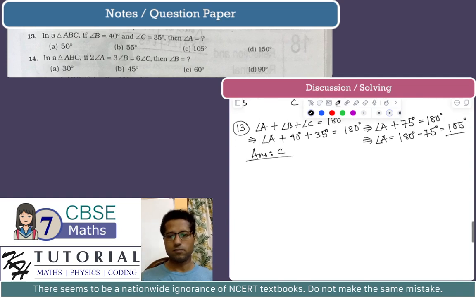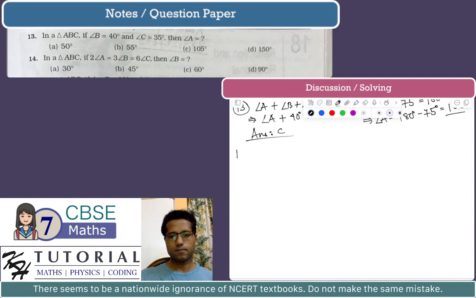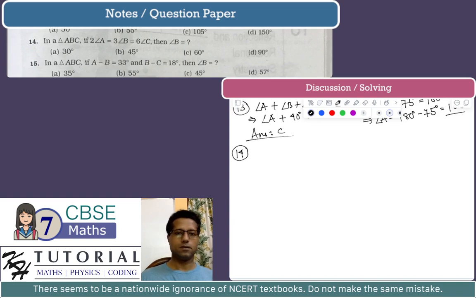Let's solve question number 14. In a triangle ABC, okay, this is a repetitive question that I just solved in the objective questions, the MCQ from exercise 17C. In that video, I solved this in a standard way. It is given that in a triangle ABC, 2 times angle A is equal to 3 times angle B is equal to 6 times angle C.